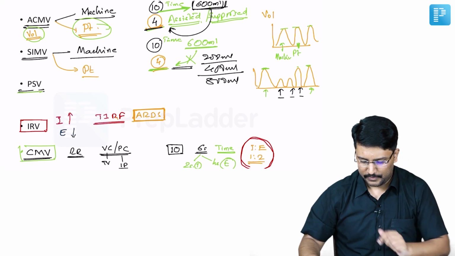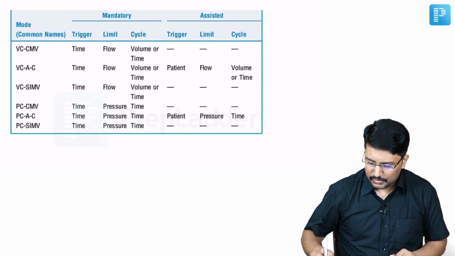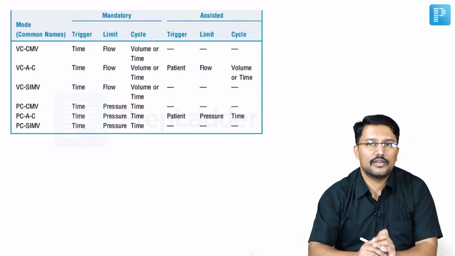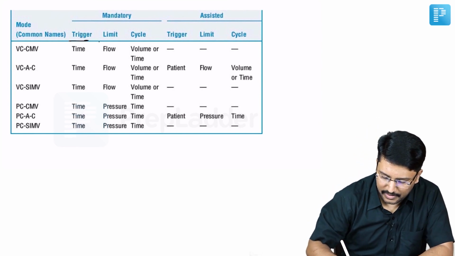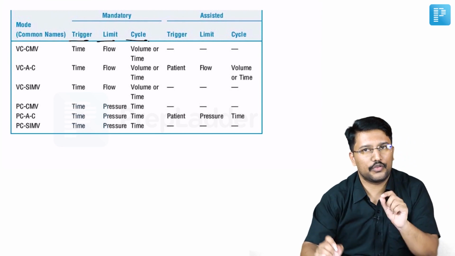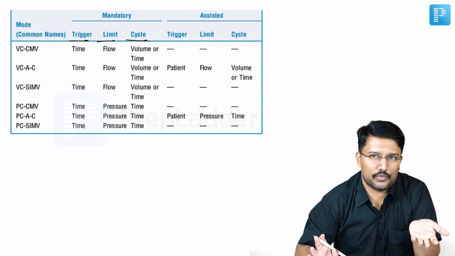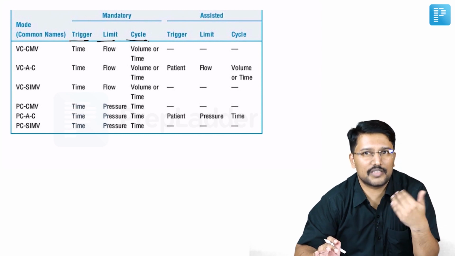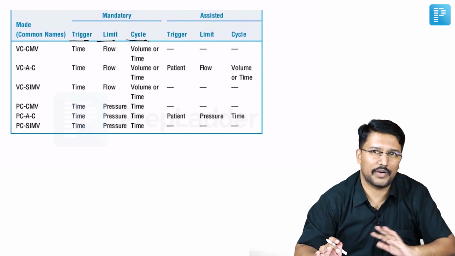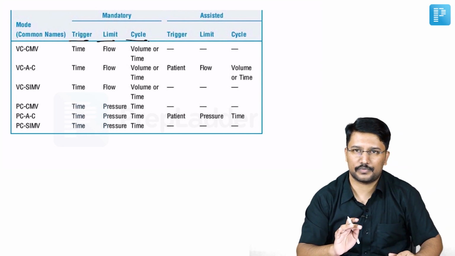Okay, after looking at these modes, now come to an important table. This table is basically about trigger, limit and cycle. Now you may ask me what is trigger. Obviously you know now that trigger is basically what makes a respiratory breath start in a ventilated patient, right?